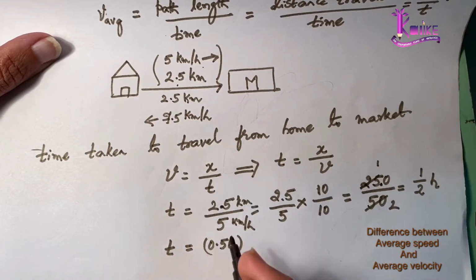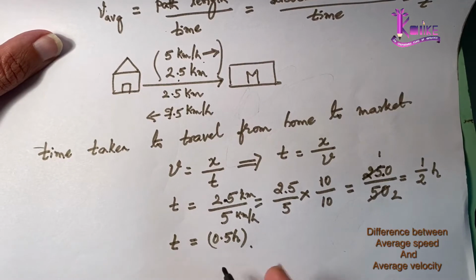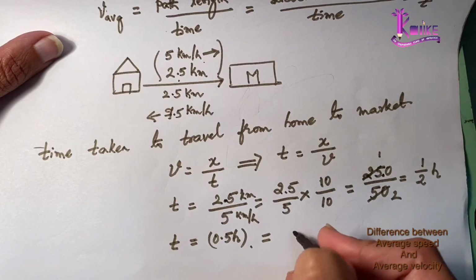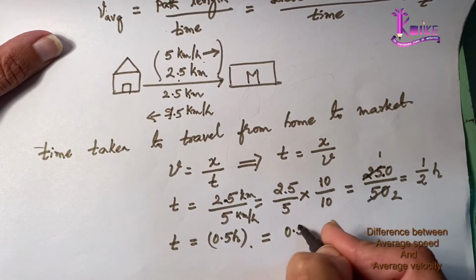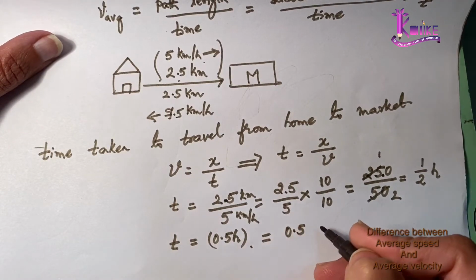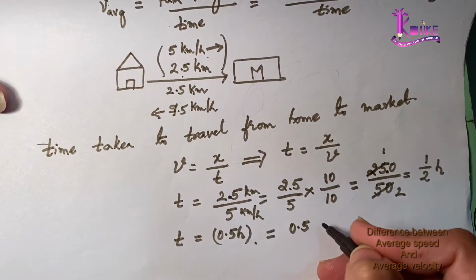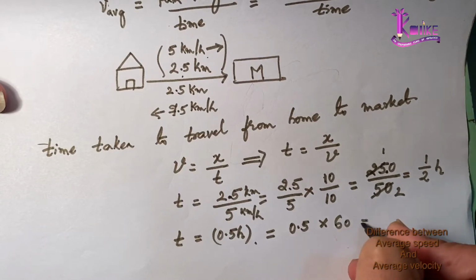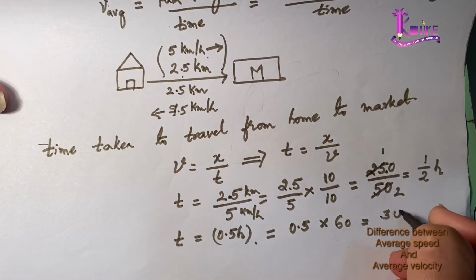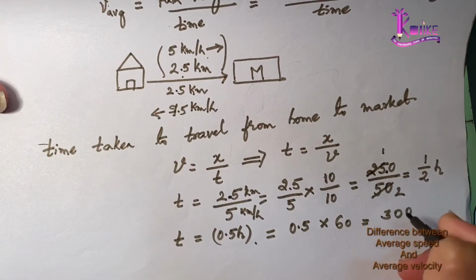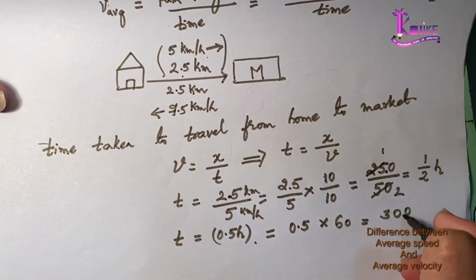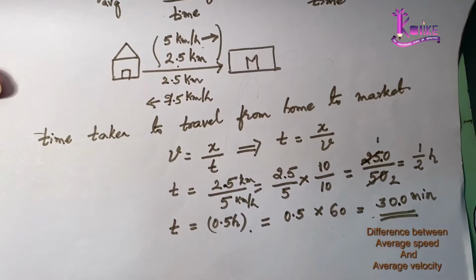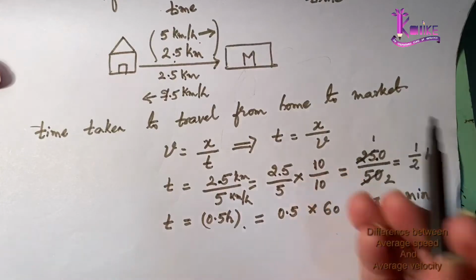But the time intervals that we have been given are in minutes, so I can convert this into minutes. How do you convert hours into minutes? We know 1 hour is equal to 60 minutes, so 0.5 can be multiplied with 60. It is 5 times 6, 30, and you have another 0. Keep a decimal point after one digit, so that becomes 30 minutes. So it takes 30 minutes to travel from home to market.